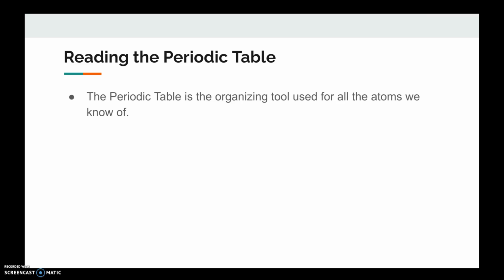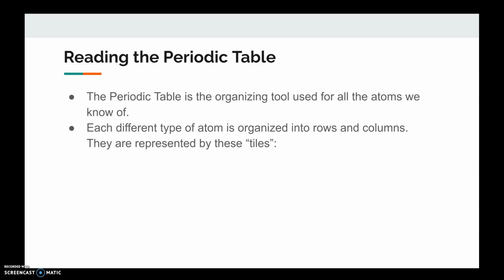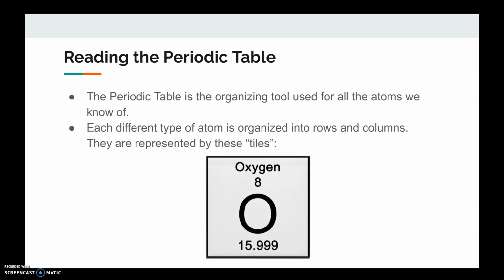The periodic table is an organizing tool used for all the atoms that we know. Each different type of atom is organized into rows and columns. They're represented by tiles. Here we have a representative tile of the oxygen atom.